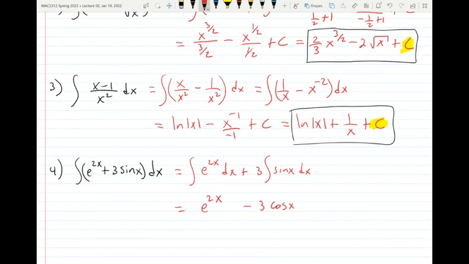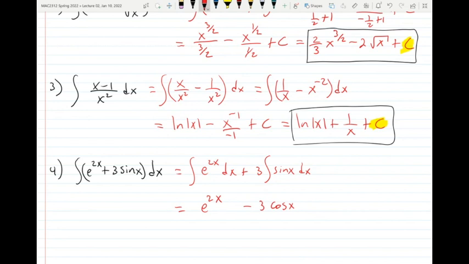What's the derivative of this function? E to the 2x times 2, because of the chain rule. Everybody understand this? So that 2 that comes when you take the derivative, we need to get rid of it, because we don't have that 2 here. Yes? So what do we do? We divide by 2. This division by 2, you're basically getting rid of that 2 that you will get after you take the derivative.